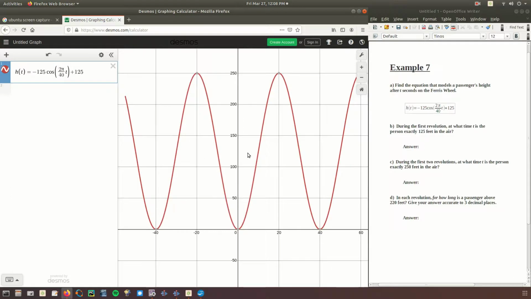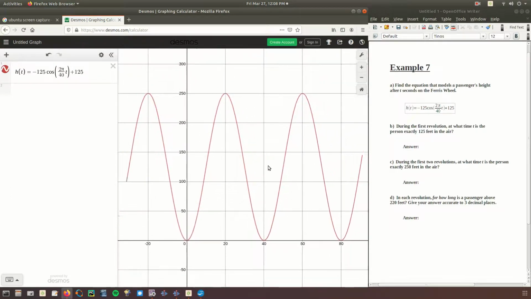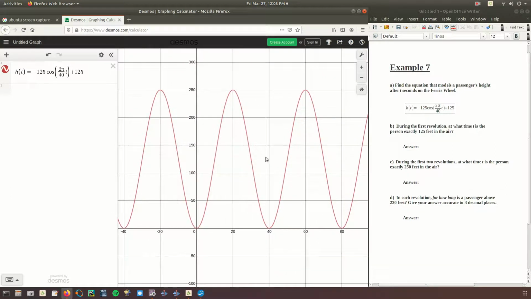What I think is a smarter move here instead is to say we are interested in identifying when is the height 125 feet. So I'm going to add an equation over here that describes that to me. Height is given by h of t. I am interested in height being 125, and so Desmos is going to add a line of height 125 to our graph.